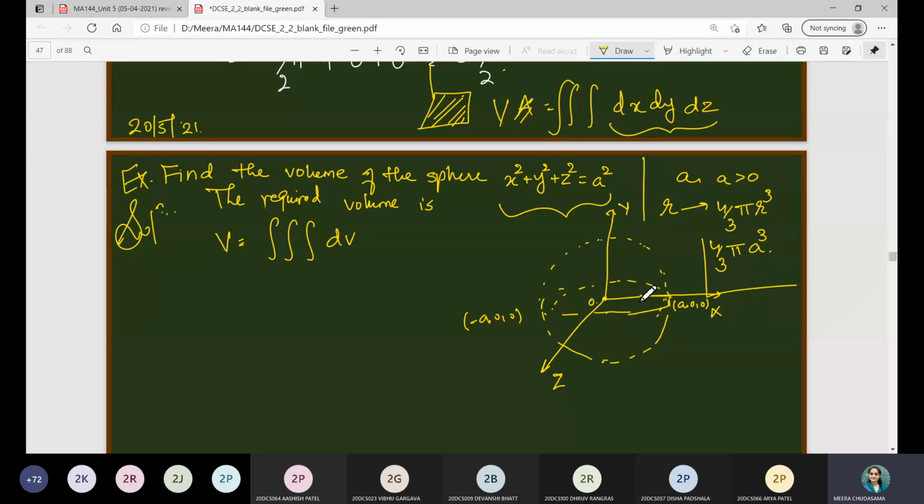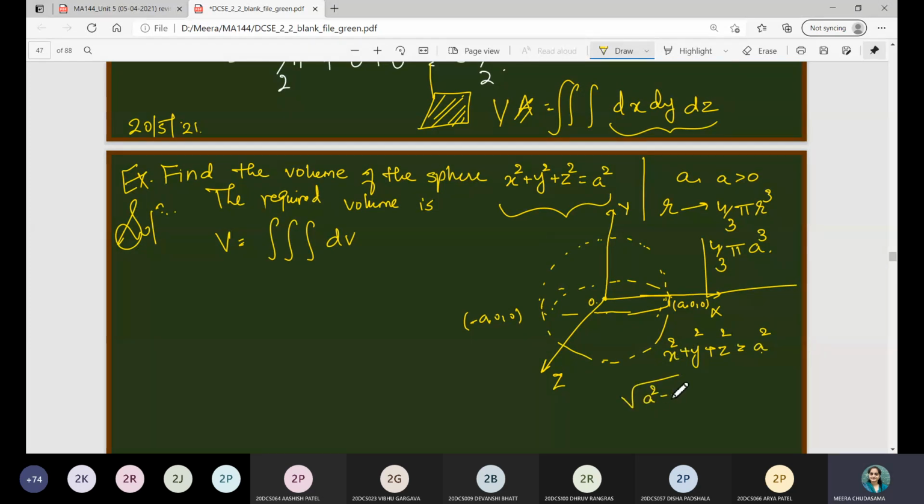Then if I talk about the variable y, where will y vary from and to? The entire sphere boundary is x square plus y square plus z square is equal to a square. When we talk about the xy plane, in that plane the z coordinate will be 0, and in that case the y variable will vary from minus square root of a square minus x square to plus square root of a square minus x square.